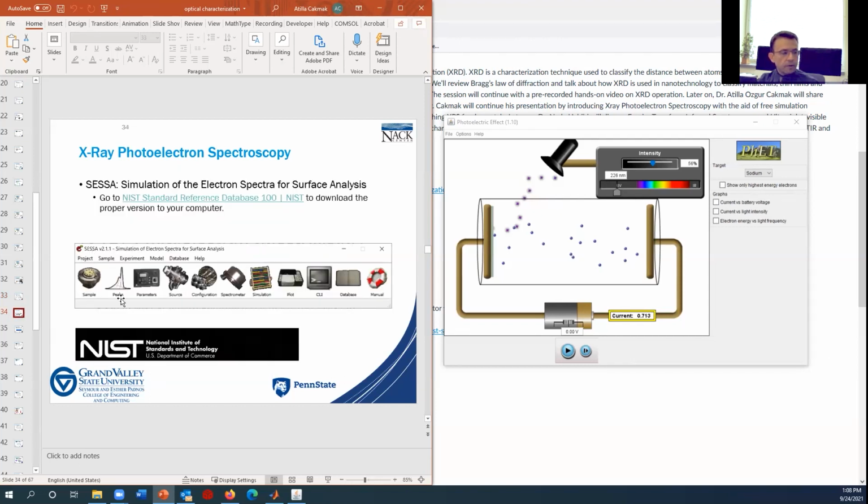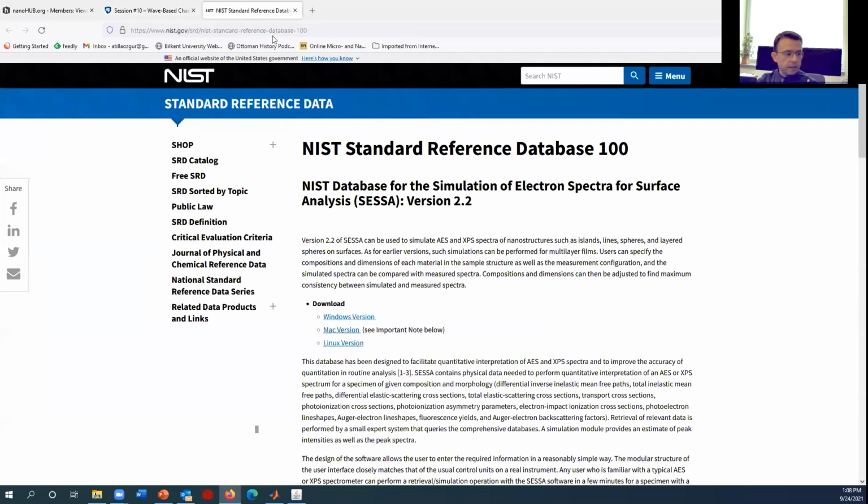Okay, so if you can't go to the lab, at least we have a solution from NIST. I'm sure everyone is familiar with NIST, the National Institute of Standards and Technology. They have a great simulation tool called CESA. So all you need to do is here, I gave that to you too. You can download CESA from here.